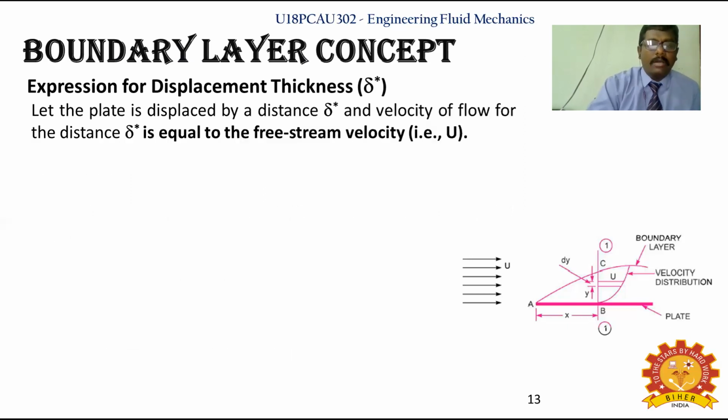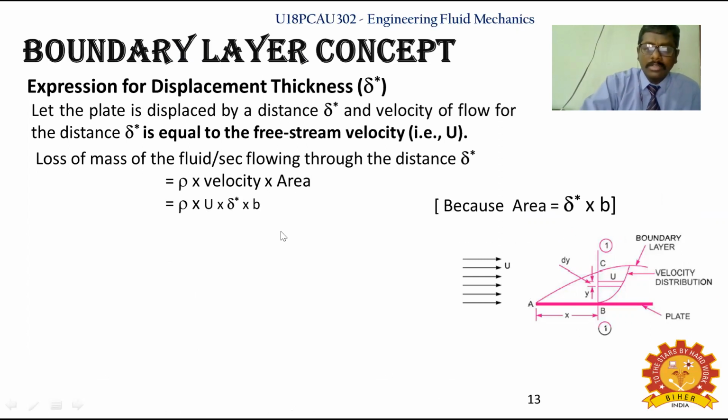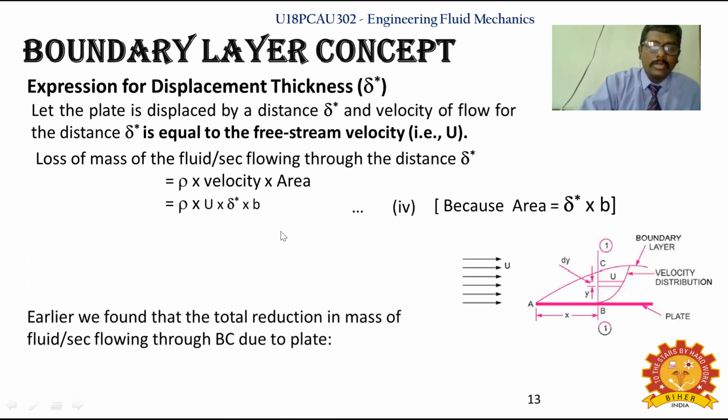Now, while seeing about the displacement thickness, what is the displacement thickness? Let the plate be displaced by a distance delta star, and the velocity of flow for the distance delta star will be equal to the free stream velocity U. So the loss of mass of fluid per second flowing through the distance delta star will be density into velocity into area, as we had seen in the previous equations. Now instead of delta we are considering delta star, the displacement thickness. The area will be delta star into b. So this is equation 4.